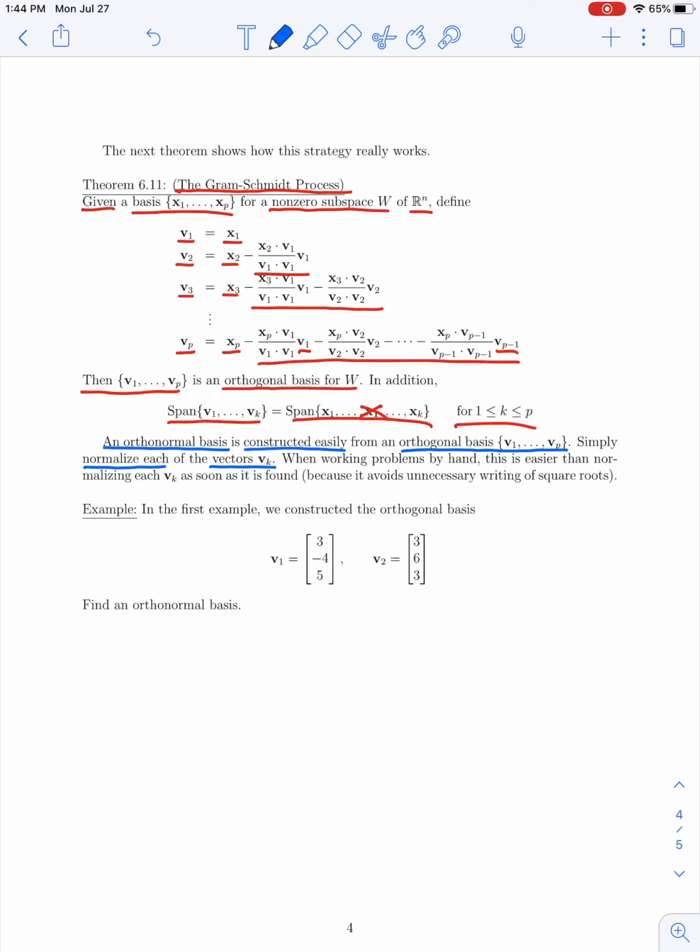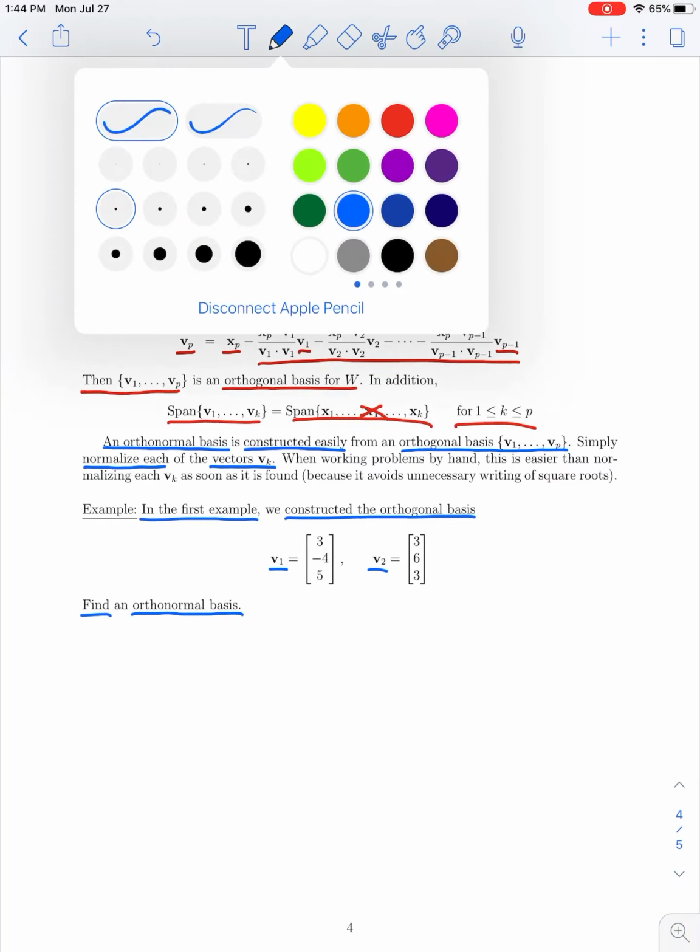So this Gram-Schmidt process allows us to then construct an orthonormal basis for any non-zero subspace of Rn. We start by constructing the orthogonal basis, and then we just normalize our vectors. As an example, let's recall that in the first example we worked, we constructed an orthogonal basis for a subspace W spanned by these two vectors, v1 and v2. We were then supposed to find an orthonormal basis, so we just need to normalize these two vectors to accomplish that.